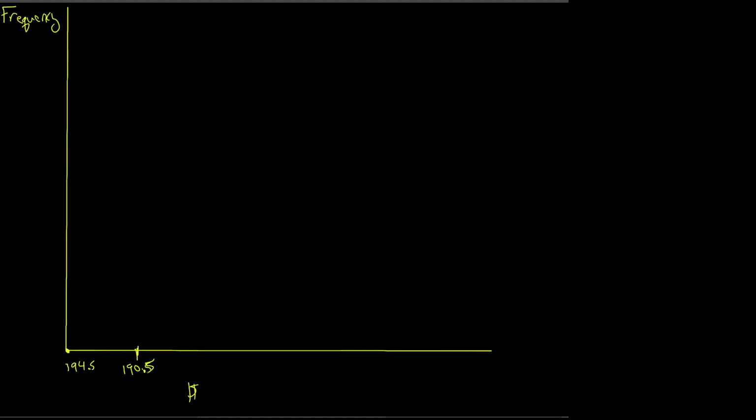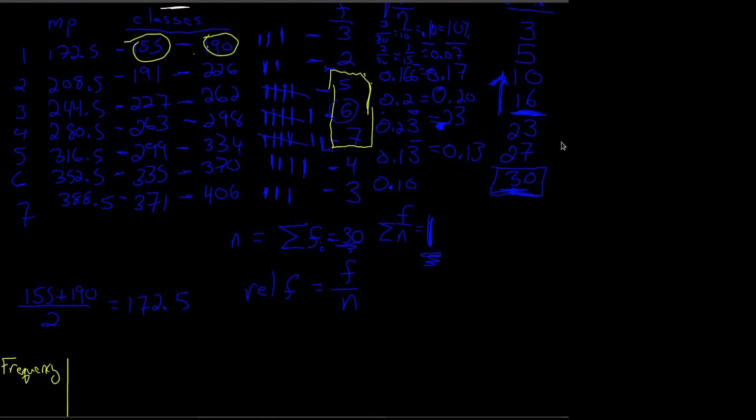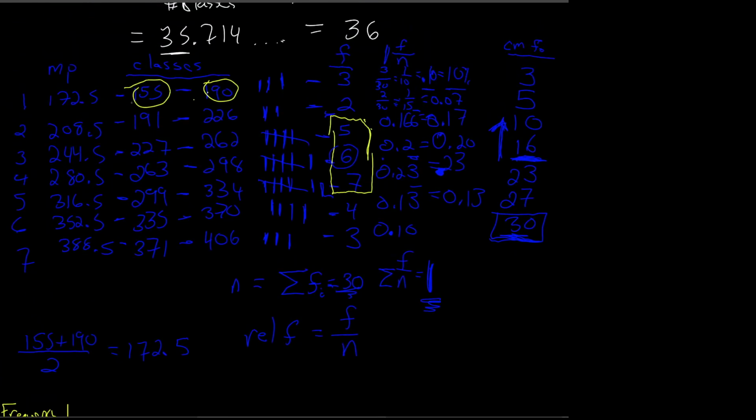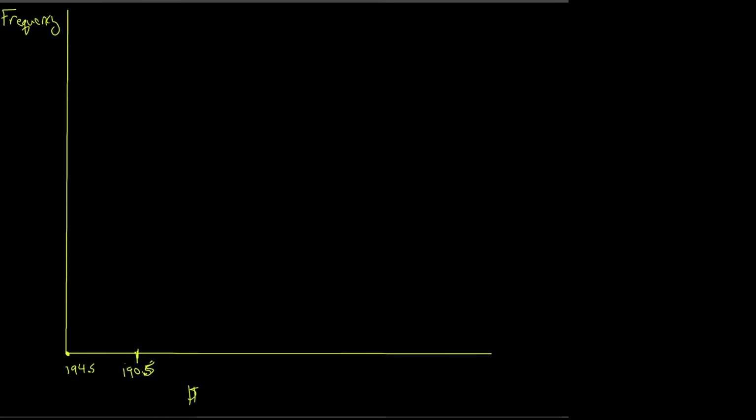Notice that with that gap of 1, I put half of it before and half of it after the first class boundary. Come up here and look at this again. Half of it before is 154.5, half after is 190.5. And then my next boundary, so this would be 190.5 to 226.5. I'm just going to keep moving up here. And then 262.5.